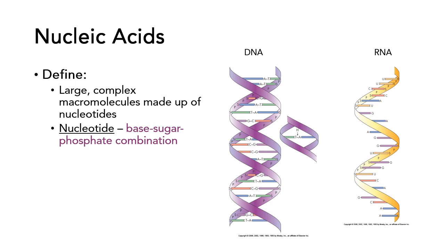Nucleic acids are large, complex macromolecules made up of nucleotides. And a nucleotide is a base sugar phosphate combination. We have 2 types of nucleic acids. As you can see here, we have DNA and RNA.